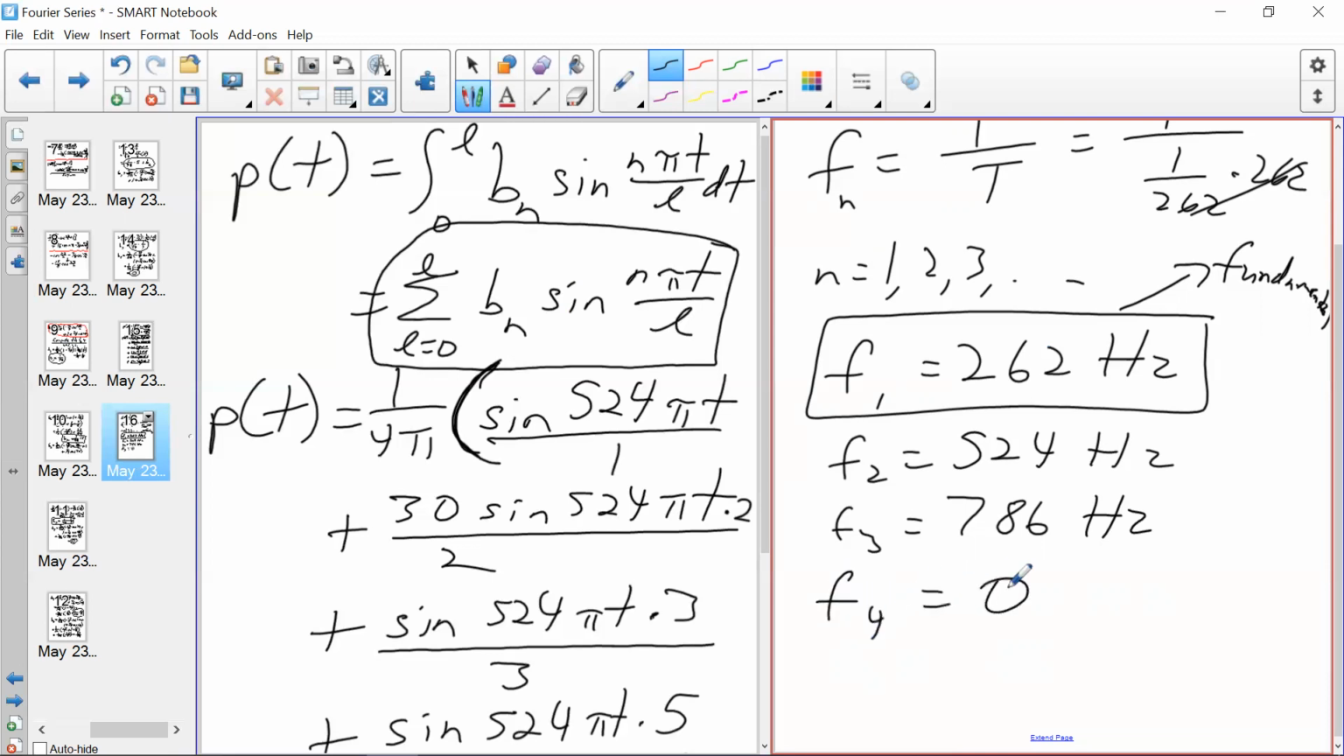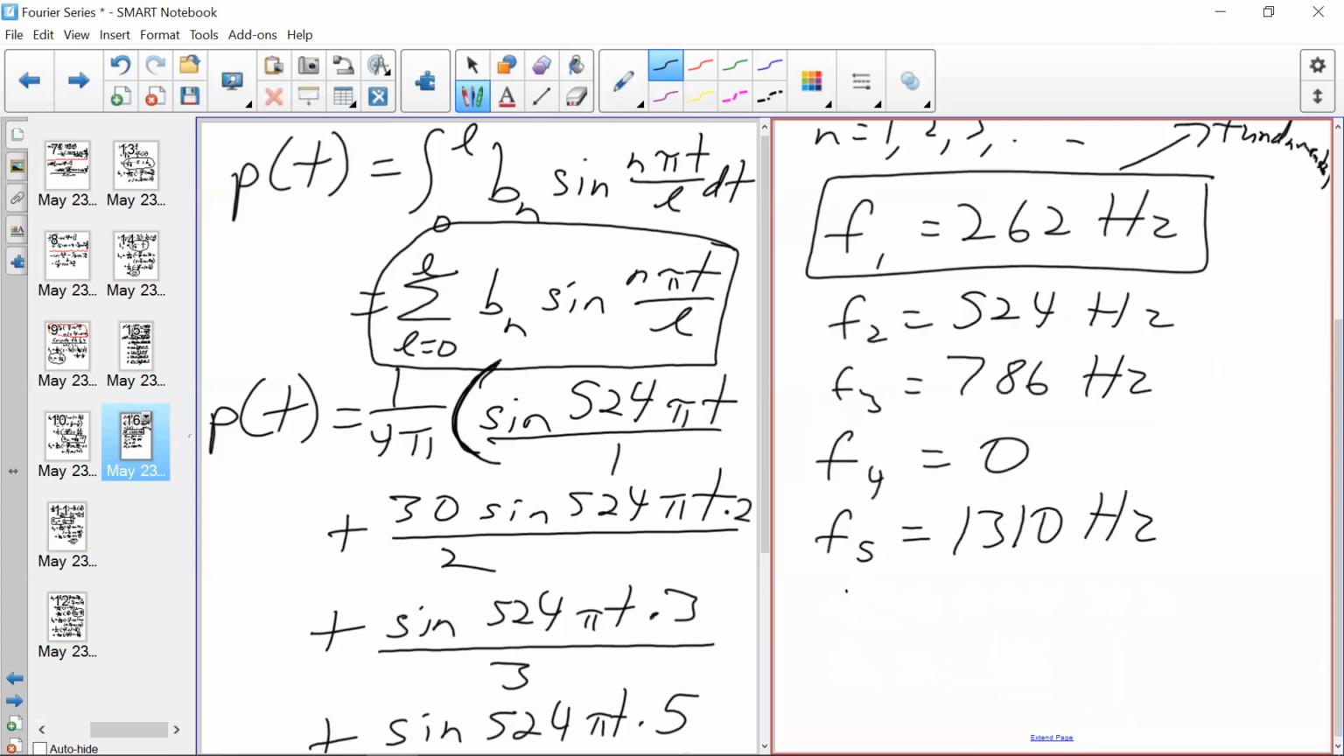Okay, so F4 is 0 because there was no b sub n, and then F5 is going to be 5 times this, which is 1310, and then F6, 6 times the first is 1572 hertz, and then F7, 1834 hertz. Now, if you're looking on a music chart, you can see that 262 is roughly middle C. That's 261 hertz, 261.50 something. Roughly, that's middle C, and it goes up.